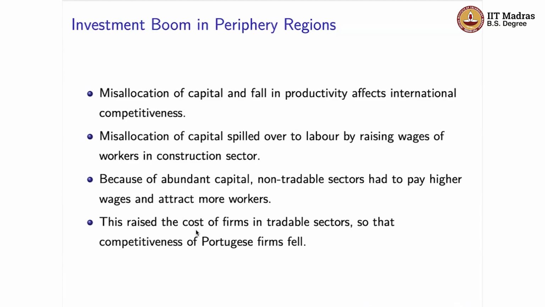And this actually ended up raising the cost of firms in all the tradable sectors, because now these tradable sectors also have to compete with these non-tradable sectors to pay higher wages. And so as a result, how competitive these Portuguese firms were fell. And that led, in the long run, to deterioration of the economic conditions. So this misallocation and this intensification of the misallocation due to investment booms is a pretty common factor in a lot of financial crises, especially in the lead up to the financial crisis.